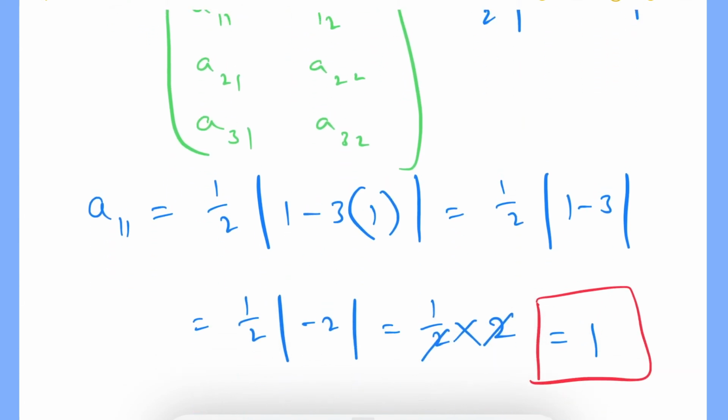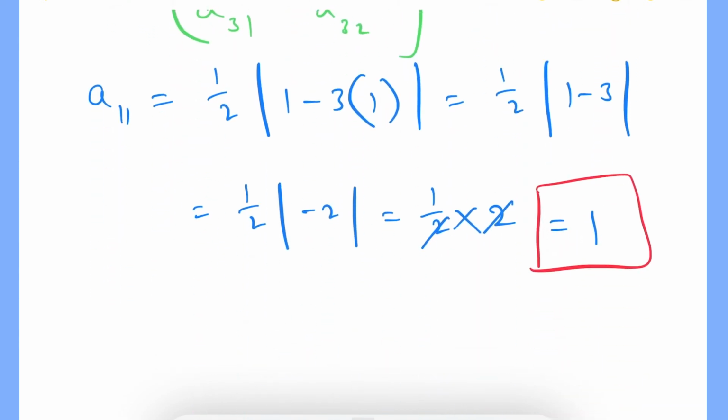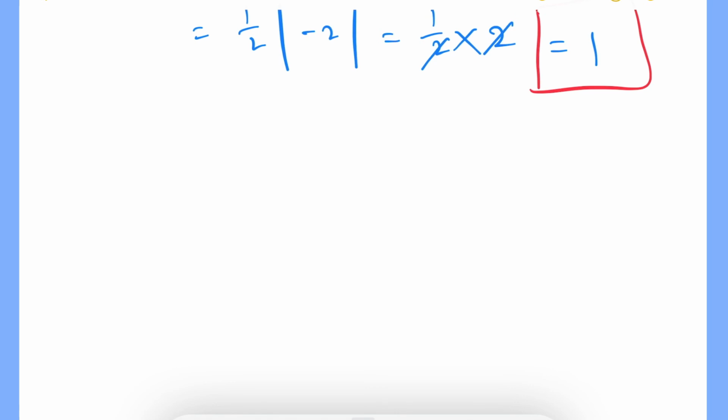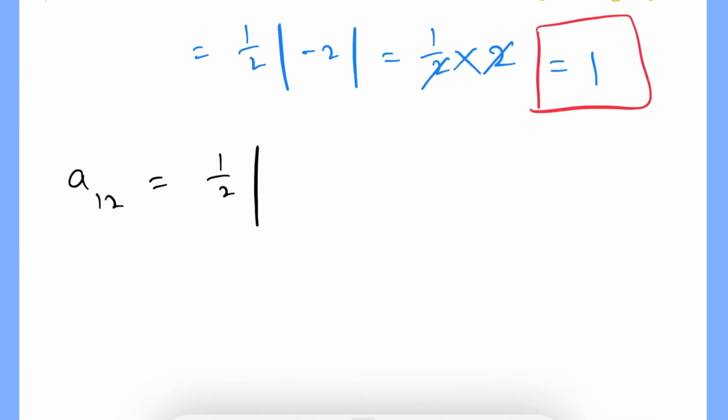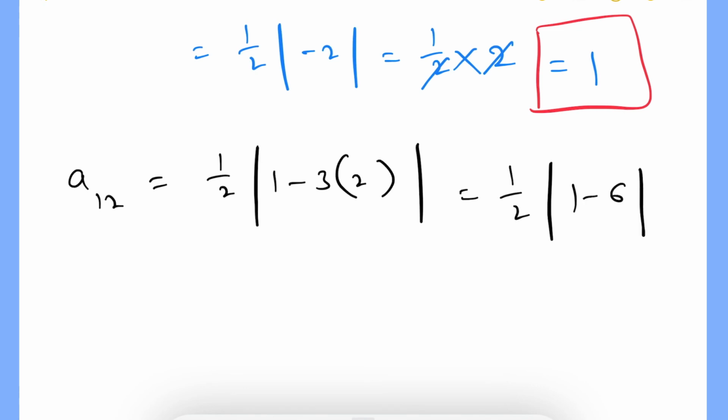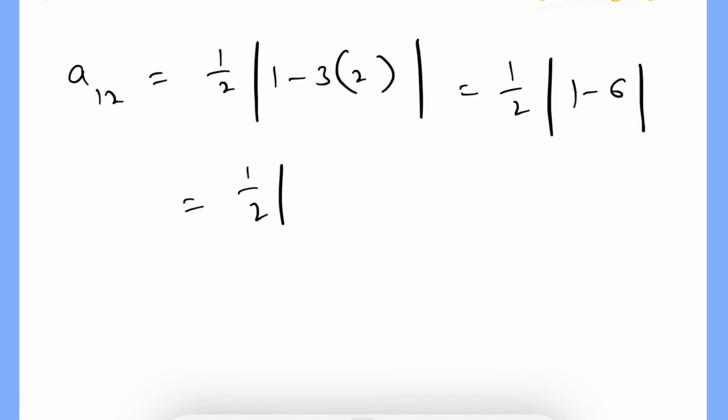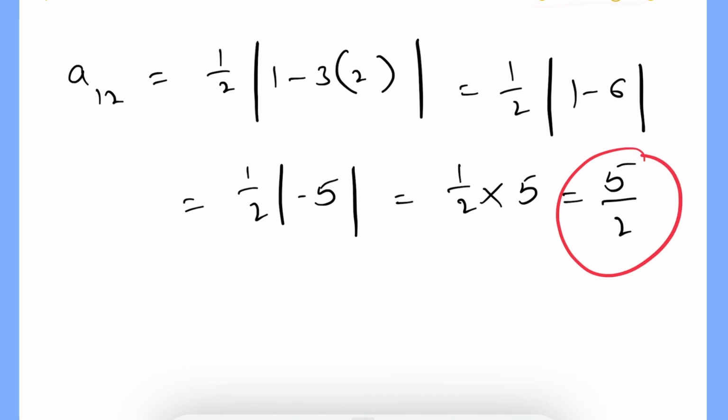Then let us find A12, first row, second element. A12 is equal to half modulus of i minus 3j. i is nothing but 1, minus 3 into j, which is 2, equals half mod 1 minus 3 twos are 6, equals half mod 1 minus 6, which is minus 5. This equals half into mod minus 5, which is plus 5. So it will be 5 divided by 2. This is the first row, second column element.